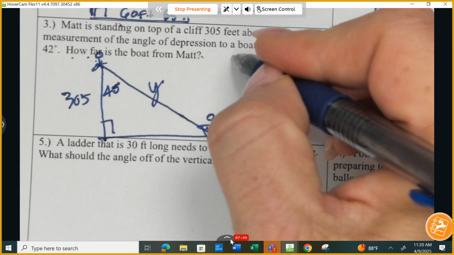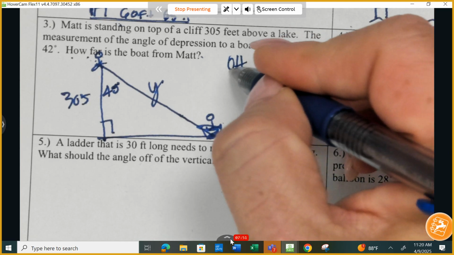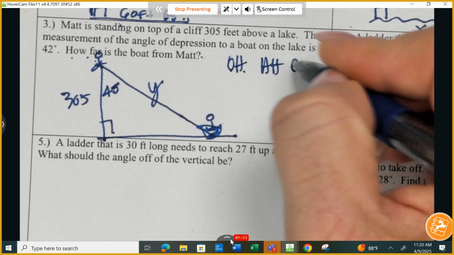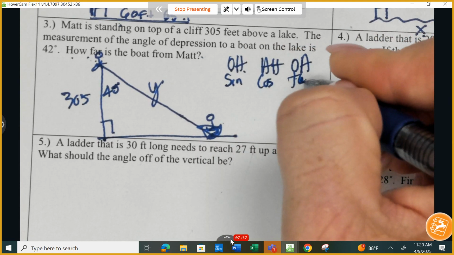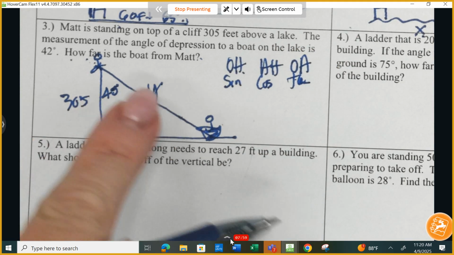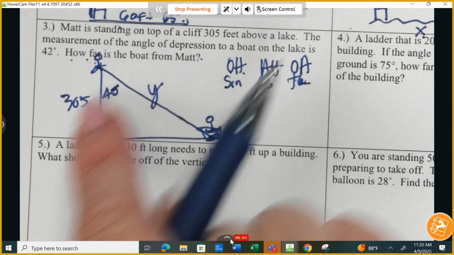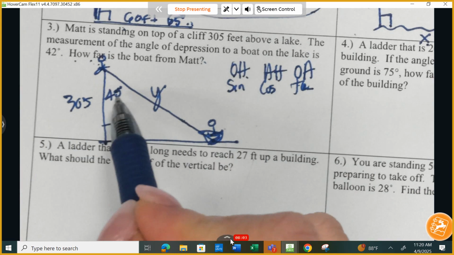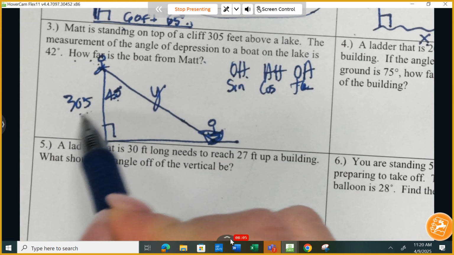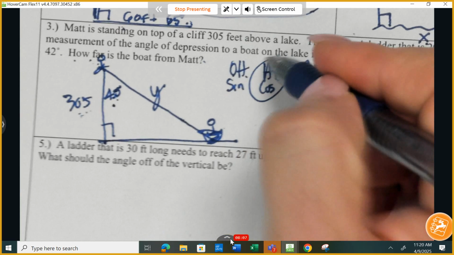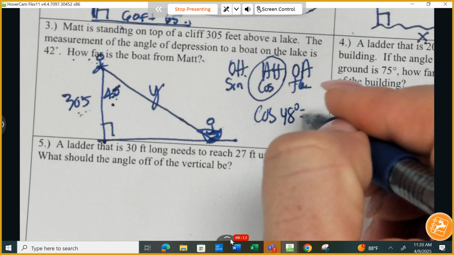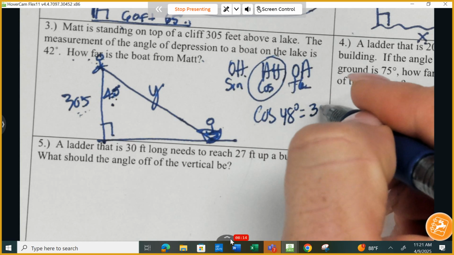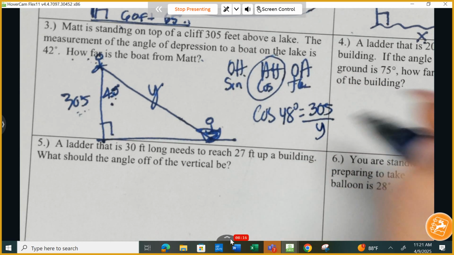So if you don't know, here's what you're going to write: Oscar had a heap of apples. That's what I do, especially when I haven't taught this in a year. So I'm like, okay, I want to figure out this hypotenuse, and then I have to ask myself, what is 305? Is 305 opposite of this angle, or is it adjacent? It's adjacent. So I'm going to write down the cosine of 48 degrees equals adjacent over hypotenuse.